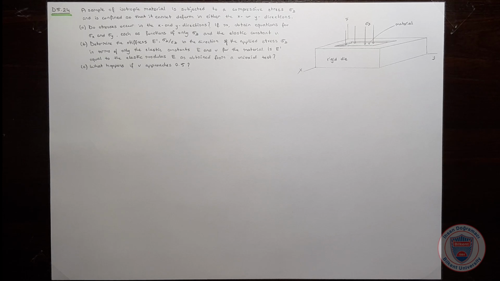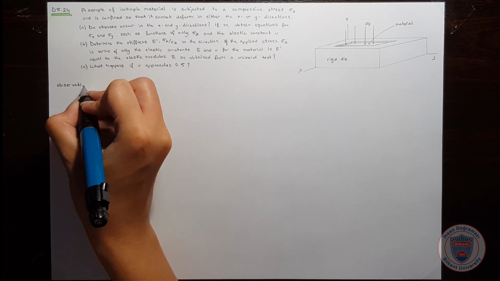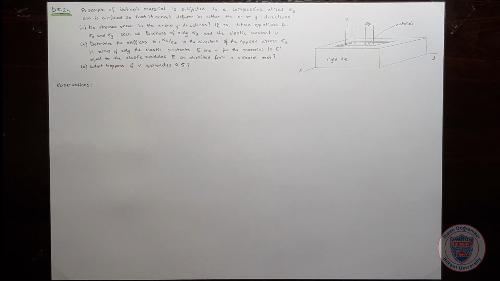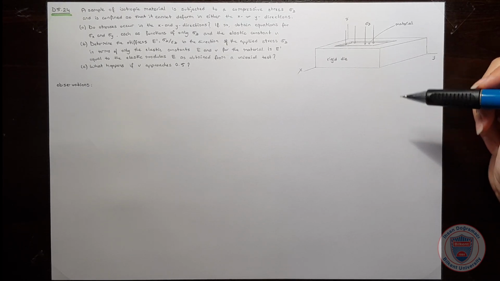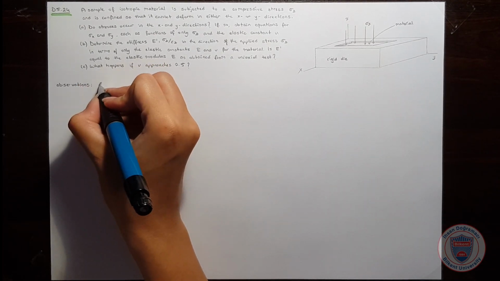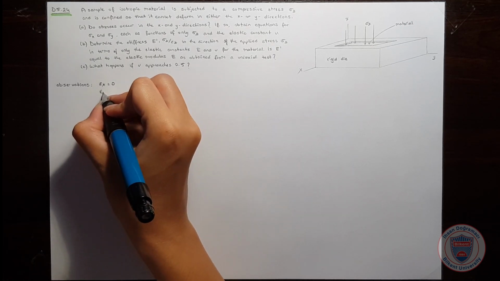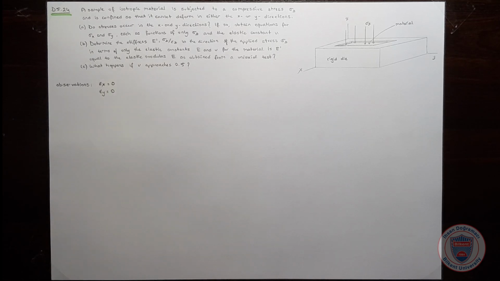Let's start making some observations, then we will continue with the solution. Because of the rigid die, the material won't be able to deform in x and y directions. So, epsilon x will be 0. Similarly, epsilon y will be also 0. Now we can continue with the part A.